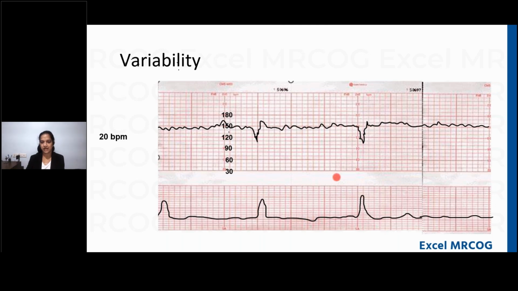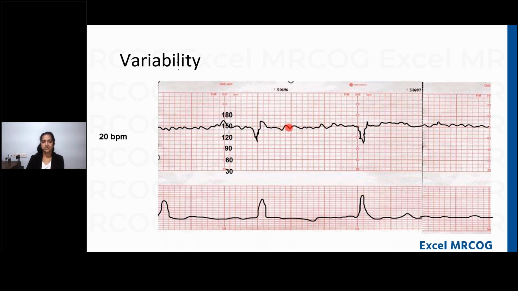Can you see the cursor, the red one? No, ma'am. You can see it as a cursor now. You can see it? Yes, ma'am. Okay, okay, fine. All right.